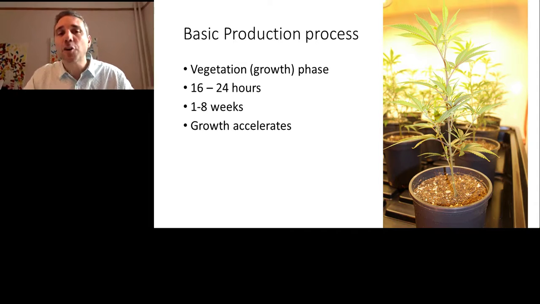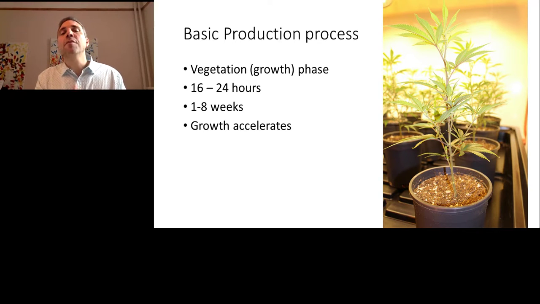The next phase is called the growth or vegetation phase, or sometimes just the veg phase. This is when the growth process really starts picking up speed. The plant is sucking up all types of nutrients, especially nitrogen, in order to build a richer leaf structure and stronger branches and trunk, so that eventually the plant can grow healthy buds and support those buds or flowers.